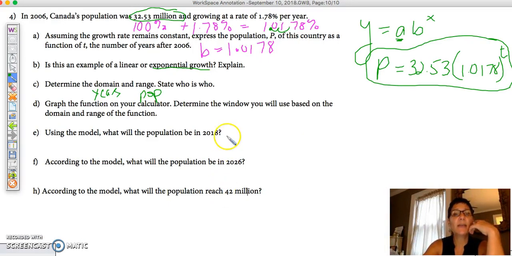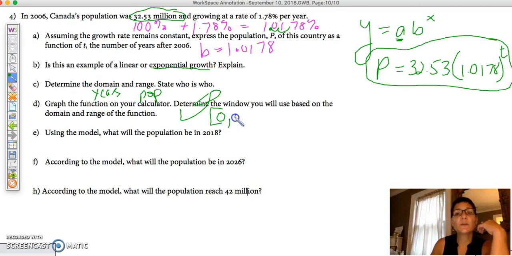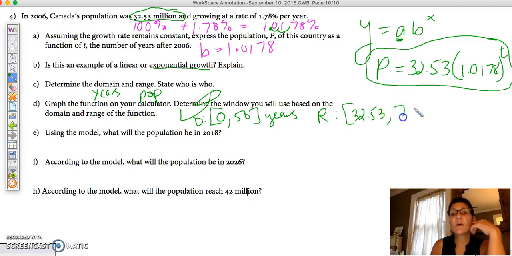Getting back here, it says, determine the window you're going to use. So we pretty much opted for, we said, okay, we're going to let our time go from 0 to 50. And then over here, it doesn't hurt to put years for my domain. So domain 0 to 50 and then years out here. And then your range is going to be, according to our model, 32.53 and then it's going to go up to that 78 point something. We're going to put population in millions.